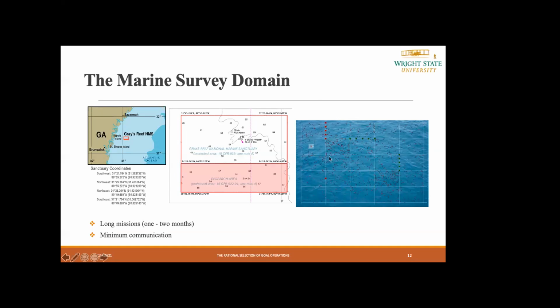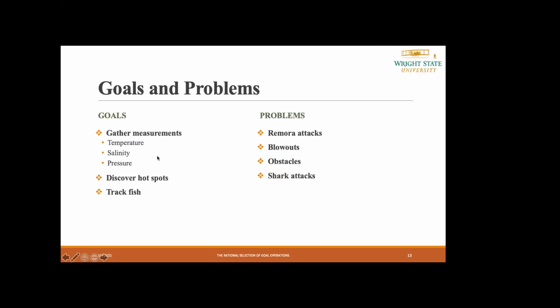And in this domain there are several anomalies. We'll talk about them in a minute. And usually the mission range is 1 to 2 months, and the agent surfaces once every 4 hours. So there is very minimal communication, and it can only communicate when it's on the surface, and when a surface vessel is nearby. If it could not find a surface vessel nearby, it needs to use satellite communication, which is very costly.